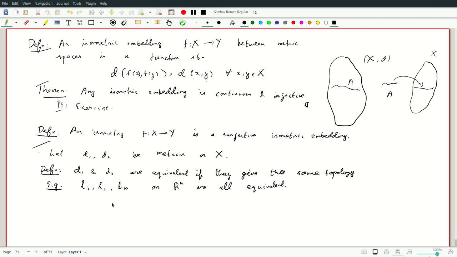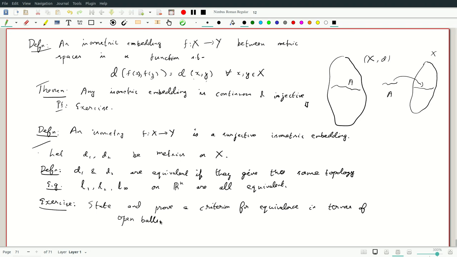And there is a criterion for equivalence. I'll say this as an exercise, making a precise statement, and then I'll just draw a couple of pictures to clarify what it is. So state and prove a criterion for equivalence in terms of open balls. The open balls are different in different metrics. So what is this criterion for equivalence?